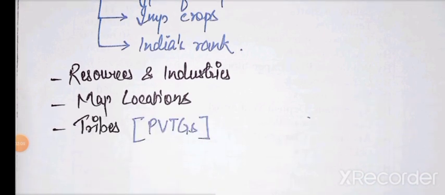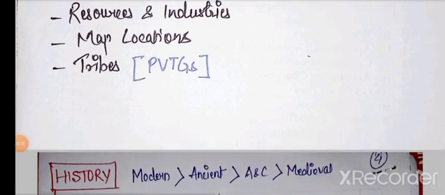Resources and industry are important, and map locations, the maps, the important places in the news, the ocean map, sea map, these things are important. And tribes in the news, especially the particularly vulnerable tribal groups, are very important.